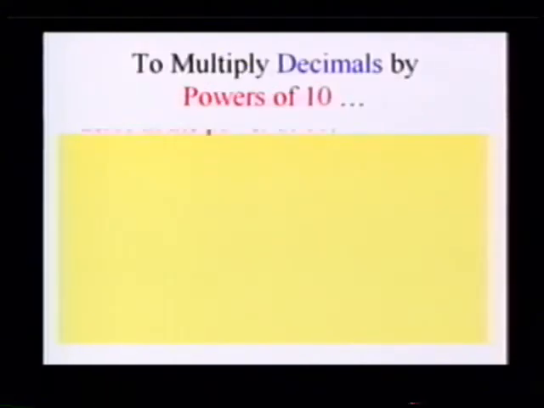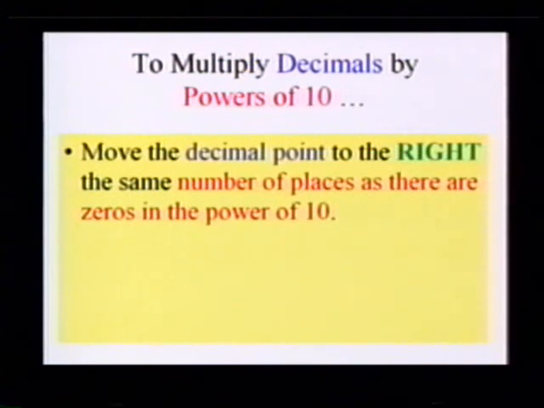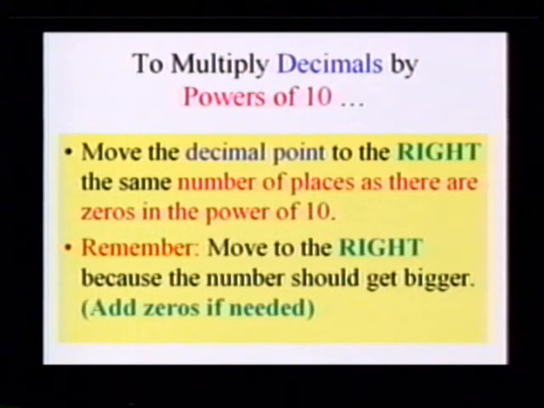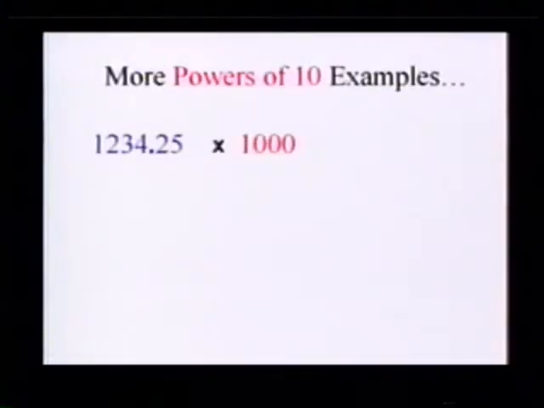Yeah, it works. So move the decimal place to the right the same number of places there are zeros in the power of 10. Remember, it makes sense to move to the right because it should be larger since you are multiplying by 10. It should be a larger number. If you move to the left, it'd be a smaller number. Okay?